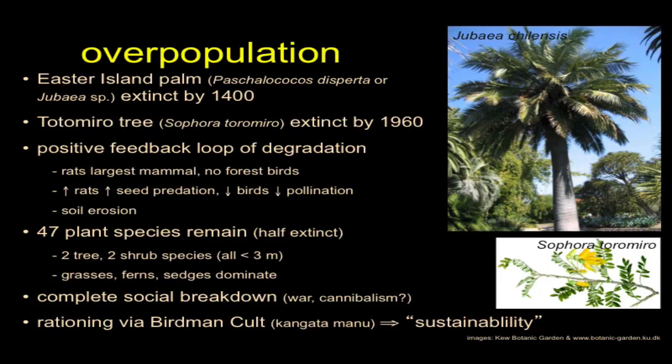Half of the vascular plants that we think were there when the first Polynesians landed are gone. Actually, they're extinct. So we've lost at least half of the plants. What's left? Two tree species, two shrub species, all less than the height of this room. So not these grandiose, tall canopies with really three-dimensional structure where birds and different critters can have different living areas. What we're left with now is the situation where grasses, ferns, and sedges are the dominant plant growth morphology of the island.